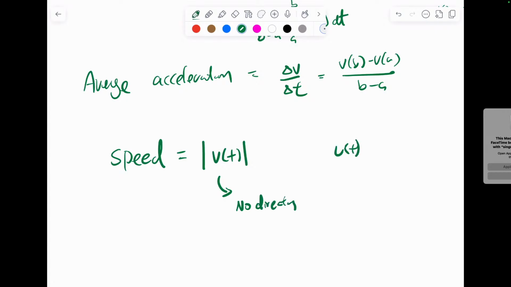Now V of t has direction because it's a vector. Vector means you can go this way, it's positive, go the opposite way, it's negative. Is that okay? Is this okay or no?